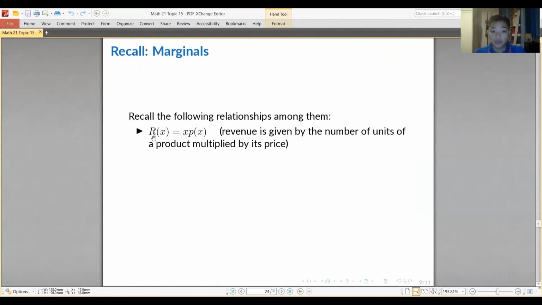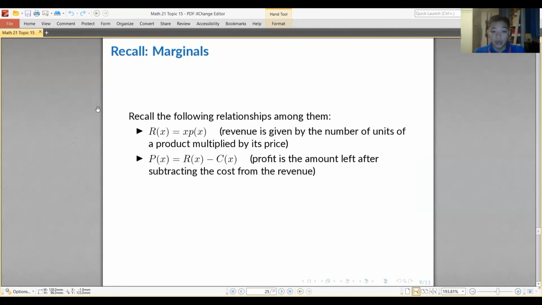So you see that the revenue function is equal to your indeterminate x, your number of units of product, multiplied by the price demand function. So that's one relationship. Now we have the next relationship. The profit function is equal to the revenue function minus cost function. This follows from the generally well-known fact that profit is equal to revenue minus cost.